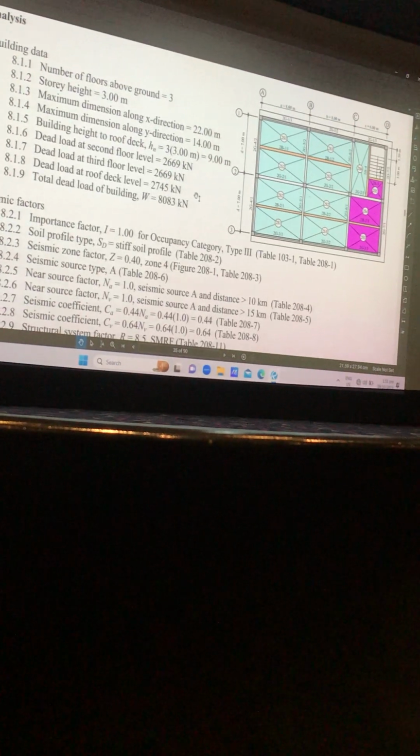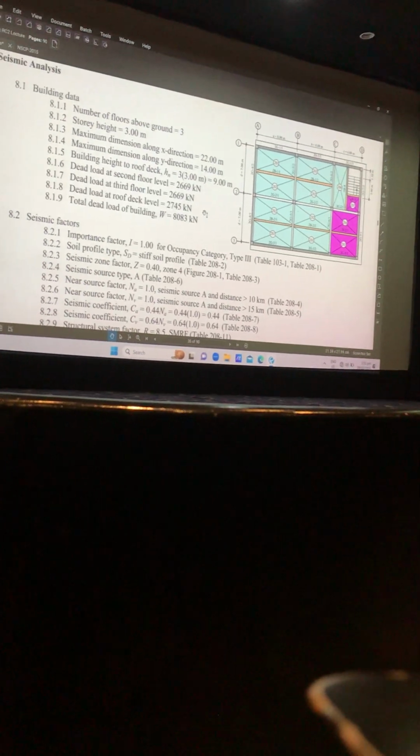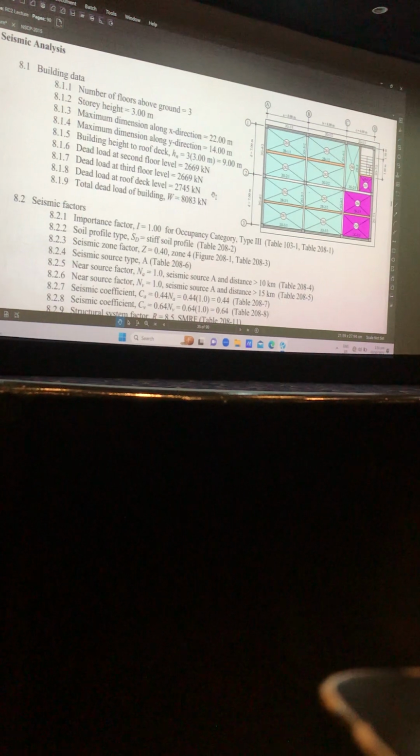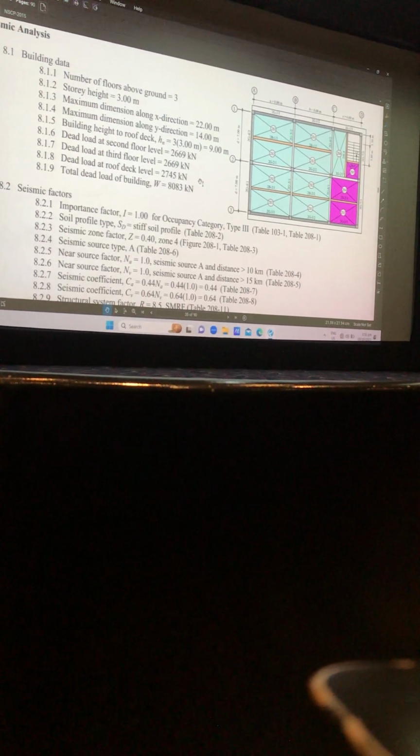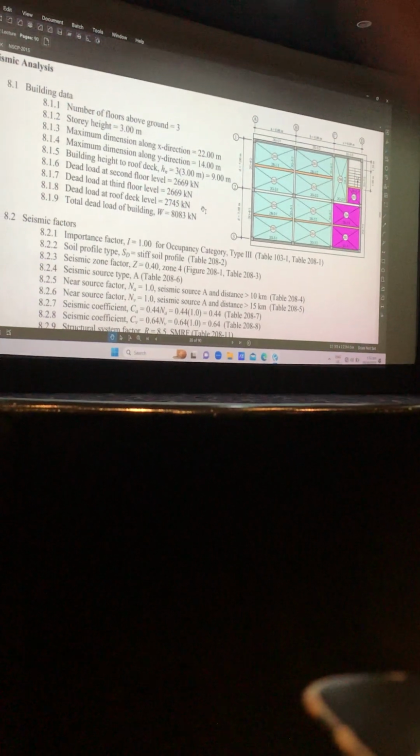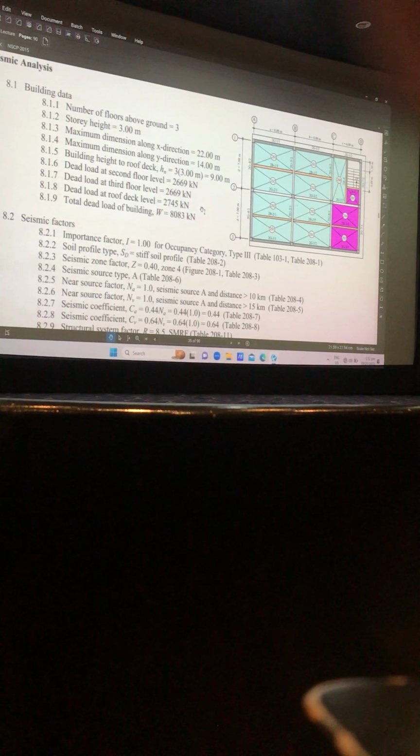So next we have the total dead load of the building. So we just add the dead load at second floor, third floor, and roof deck level. Okay. So in the solution, I have not shown how I computed the dead load, and I hope that you already know how to compute that, no? Weight naman na sa material. Unit weight sa material multiplied sa ilang volume. Mao na siyang weight, no?